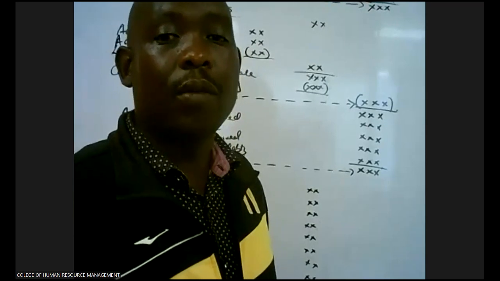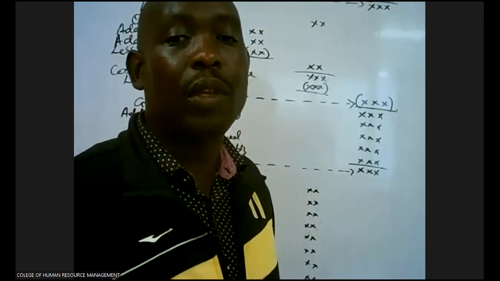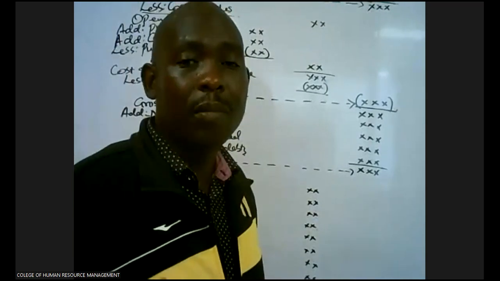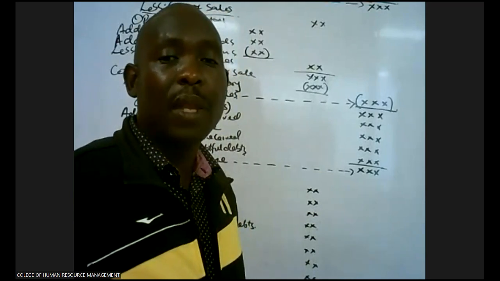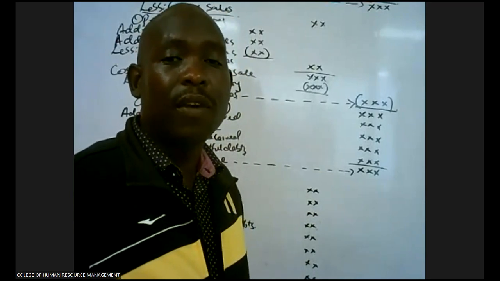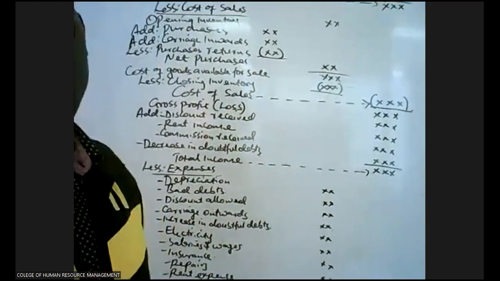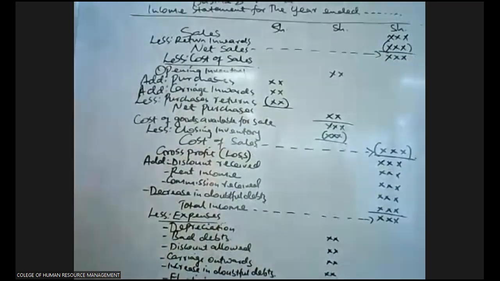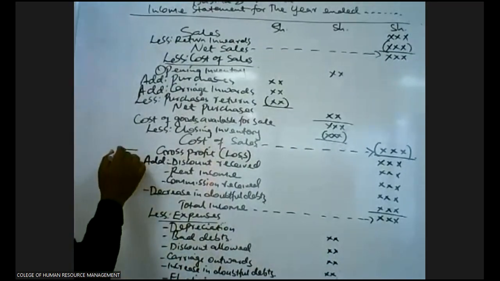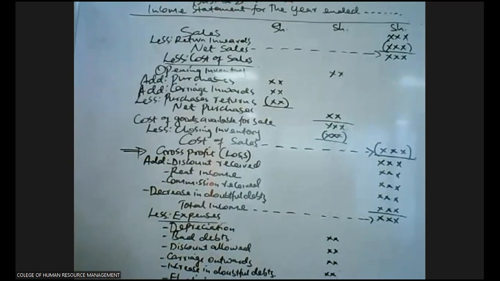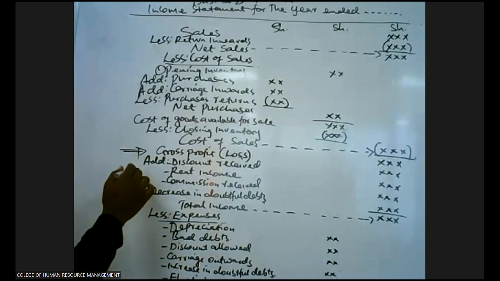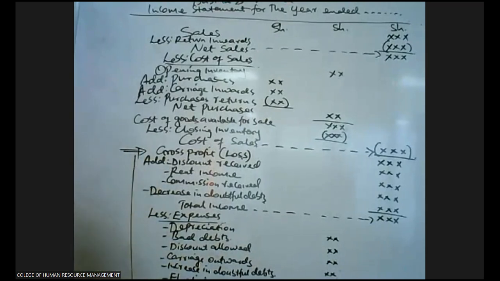If you look at the question, we are given the gross profit. We are not given the sales, the stocks, that is the opening and closing. We are not given the purchases. The question has given us the gross profit. It has provided us with the gross. So actually we are supposed to start from there. The gross profit, we are supposed to start from there and prepare this statement downwards.